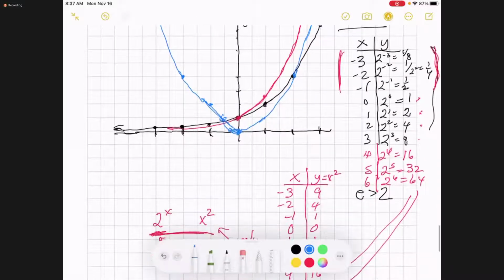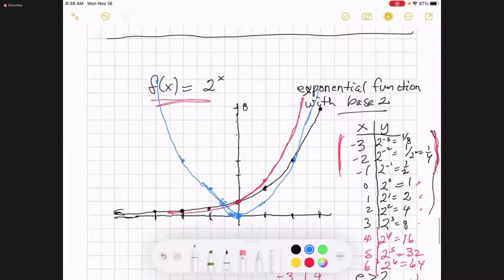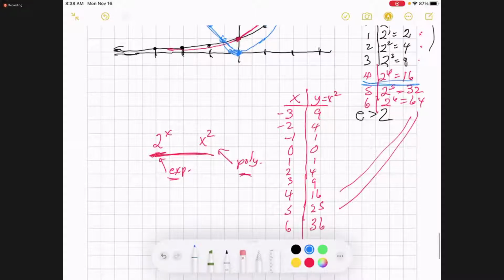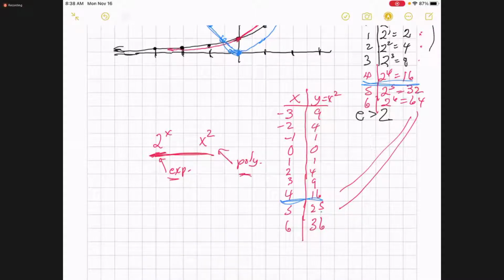But that doesn't last, okay? I'm a little bit off my scale here. But by the time I hit 4, 2 to the 4th is 16. Well, 4 squared is also 16. So they're the same at time 4. At time 5, 2 to the 5th is 32. 5 squared is 25. At time 6, 2 to the 6th is 64. 6 squared is 36.